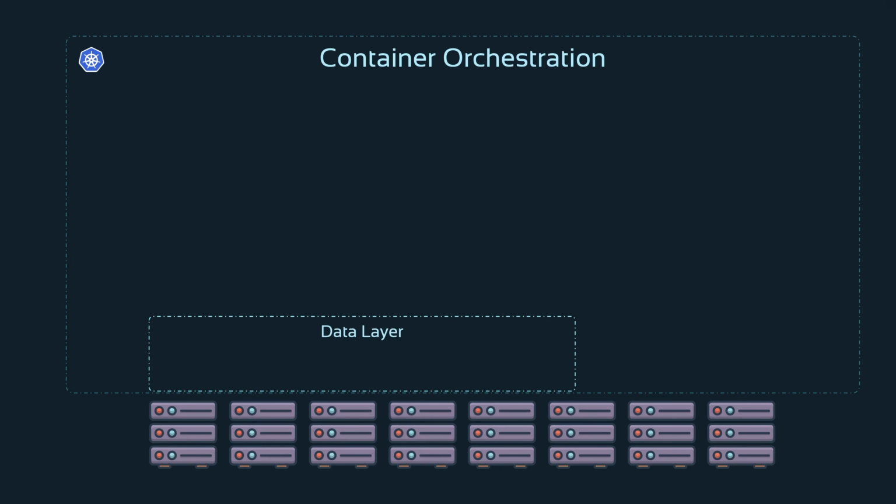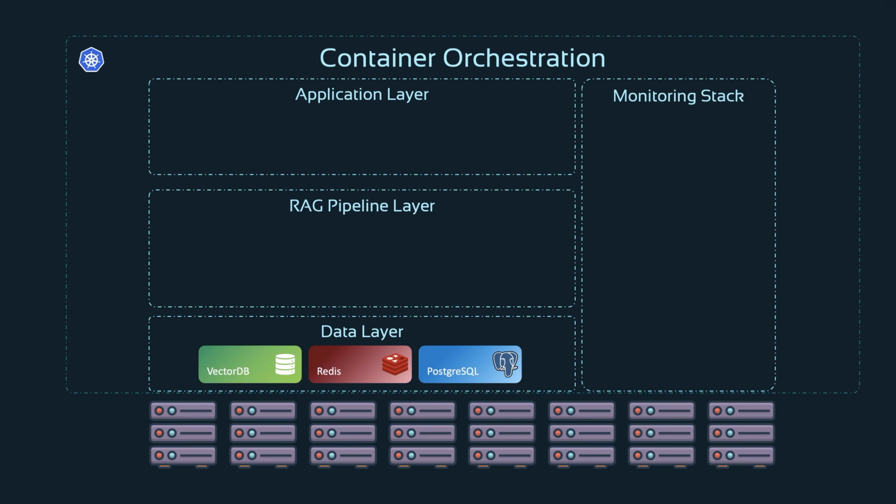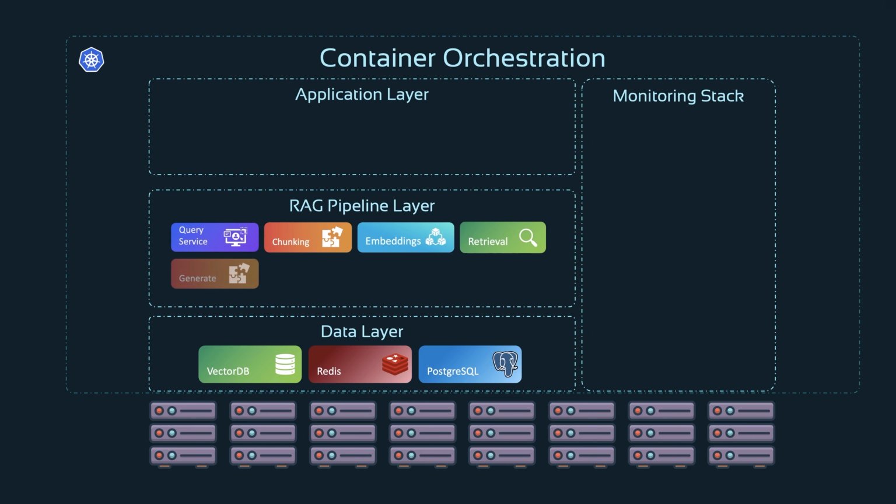So we have a data layer, a RAG pipeline layer, an application layer, and a monitoring stack. So the data layer includes all our storage systems. So ChromaDB for vectors, Redis for caching, PostgreSQL for metadata. The RAG pipeline layer contains the core RAG functionality broken down into microservices. So query processing, chunking, embedding generation, retrieval, augmentation, and generation. And each service can scale independently based on demand.